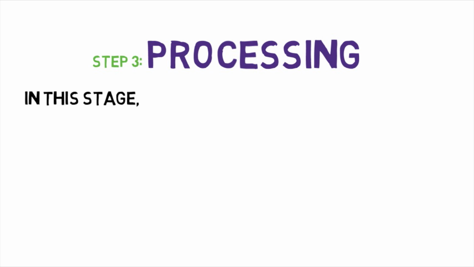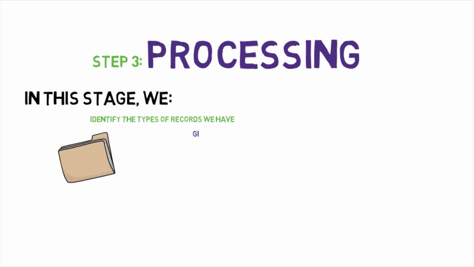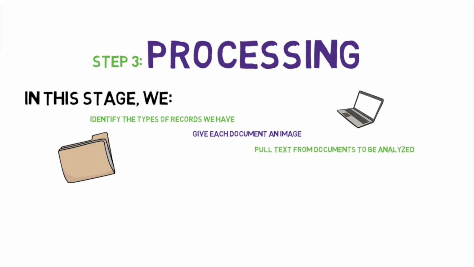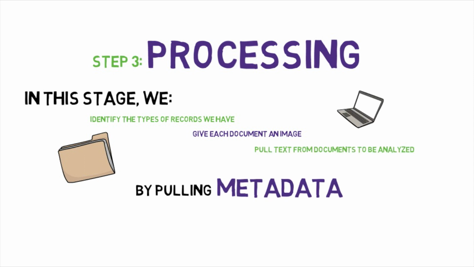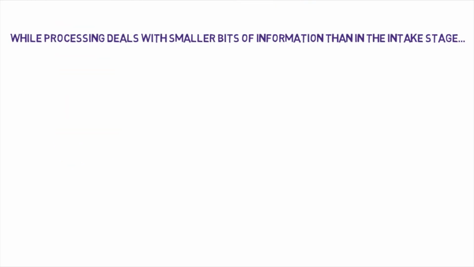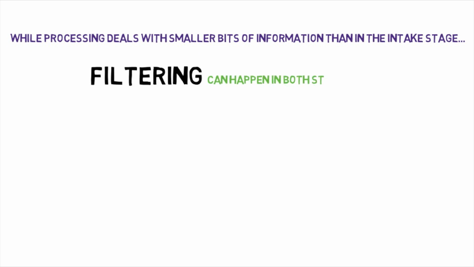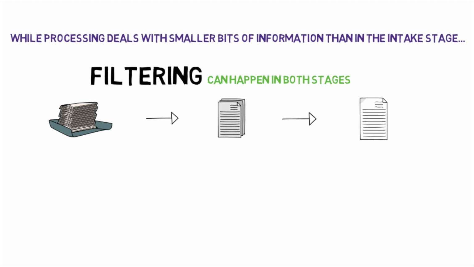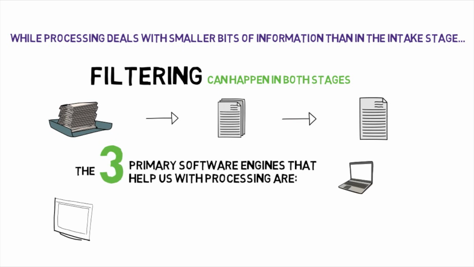Processing is our third step. In this stage, we identify the types of records we have, give each document an image, and pull text from documents to be analyzed. By pulling metadata and extracting text, we are able to pull individual elements from documents for use. While processing deals with smaller bits of information than in the intake stage, filtering can happen in both stages. Three primary software engines that help us with processing are Relativity, eCapture, and Law Prediscovery.